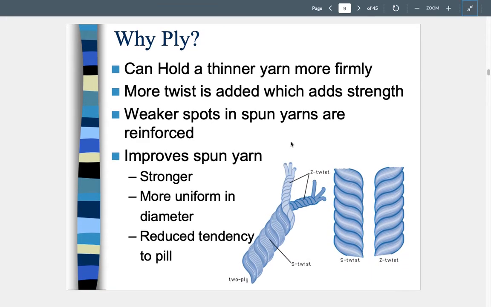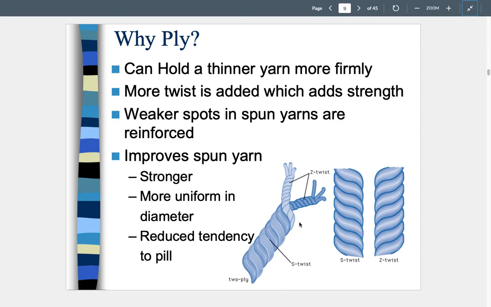Why do we ply it? What's the point? It's because it can hold a thinner yarn more firmly. So if you have a thinner, weaker yarn and you want it to be firmer and stronger, you can add on to it. Do multiple of that same thinner yarn. Mix, you know, you can add a yarn to it. So more twist is added, which adds more strength. Weaker spots in spun yarns are reinforced when you ply them.